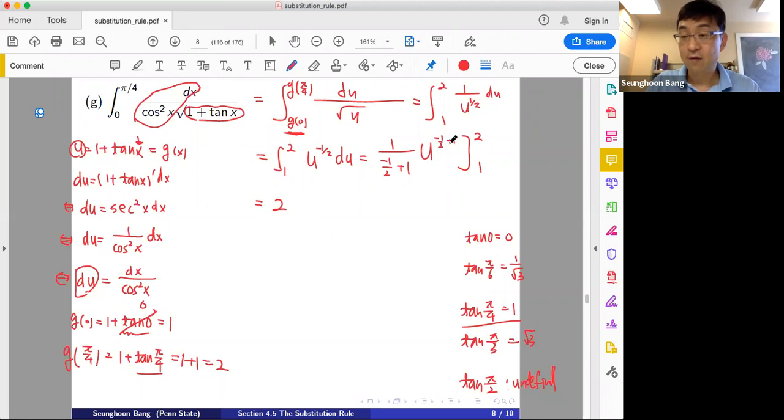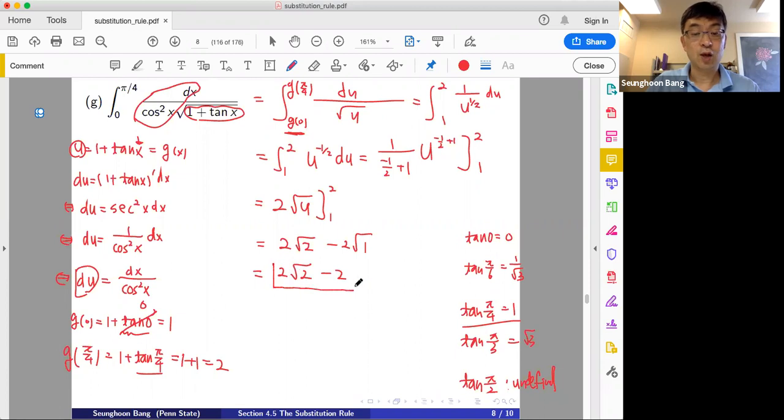U to the 1 half is the square root of u, so 2 times square root of u from 1 to 2. So plug in the upper limit, minus plug in the lower limit. This is the same as 2 times root 2 minus 2. So we have this answer. Got it? This is the whole idea for solving g.